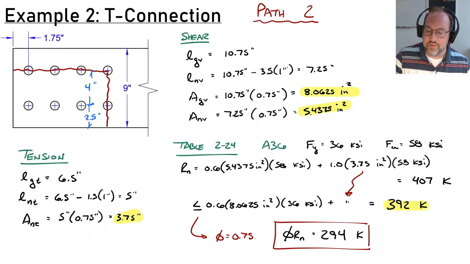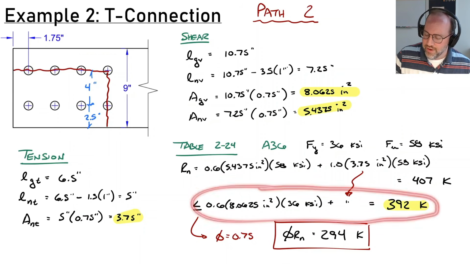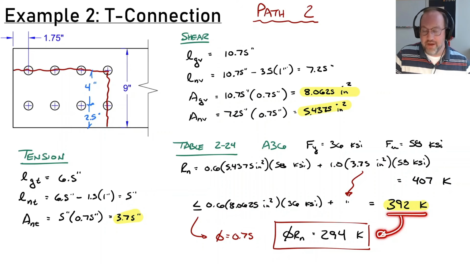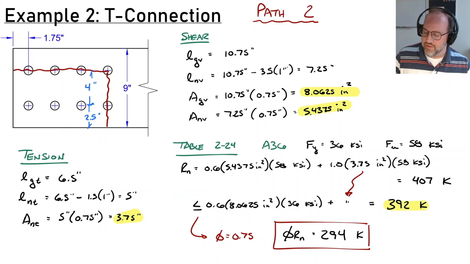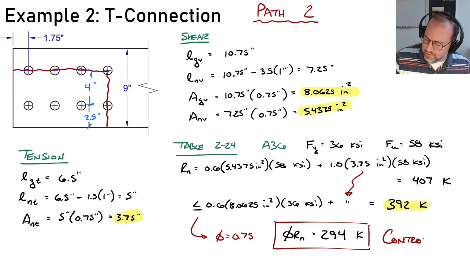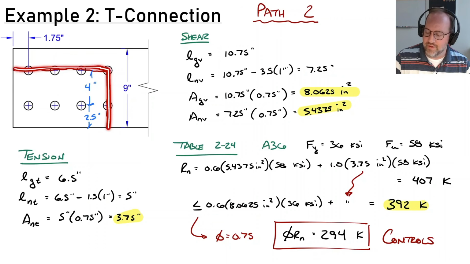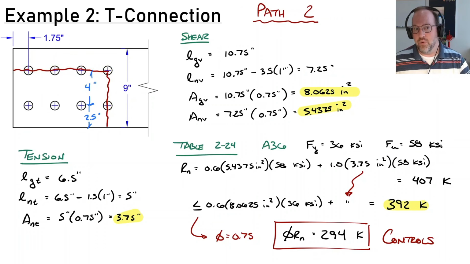Once again, plugging all those areas into our equations, we find again that this yielding one controls. So yielding on shear plus a tension rupture gets us 392 kips times a phi factor of 0.75 gives us a capacity of 294 kips. And it turns out that is the controlling capacity among all of these. So if I were to say my block shear capacity for this particular connection would be a failure of path 2 in this plate equal to 294 kips.